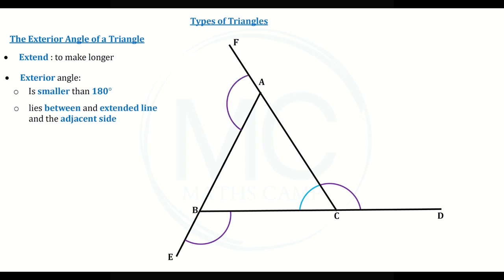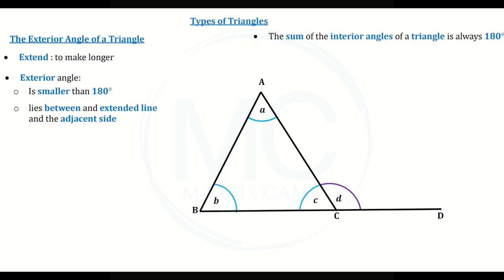Let's tidy our diagram up a bit so we can focus on one exterior angle. Let's call this angle D. Now let's quickly name our interior angles. Let's say we have angle A, angle B, and angle C. We know the sum of the interior angles of a triangle is always 180 degrees. So in this case, angle A plus angle B plus angle C is equal to 180 degrees.